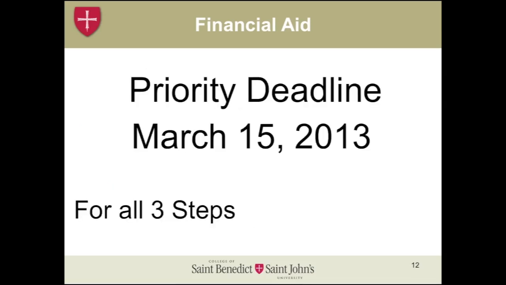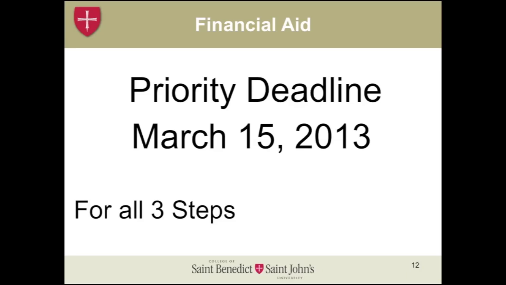Now, the priority deadline for submitting your FAFSA, the CSB+SJU aid application, and the certification page is March 15th. And we set a relatively early deadline so we can complete as many financial aid packages as possible before May 1. Also note, though, that we will continue to process and review financial aid applications after March 15th.